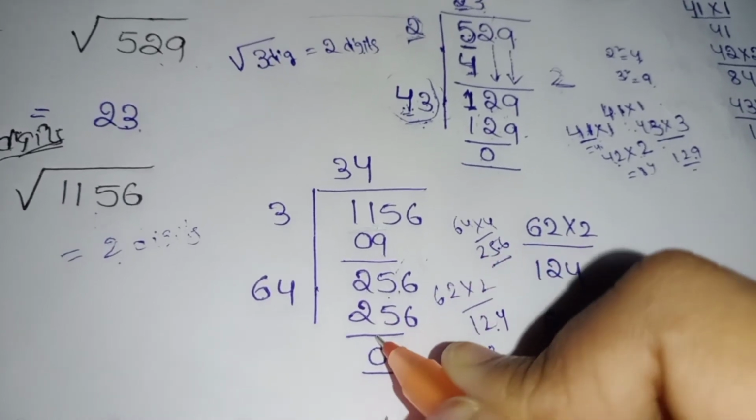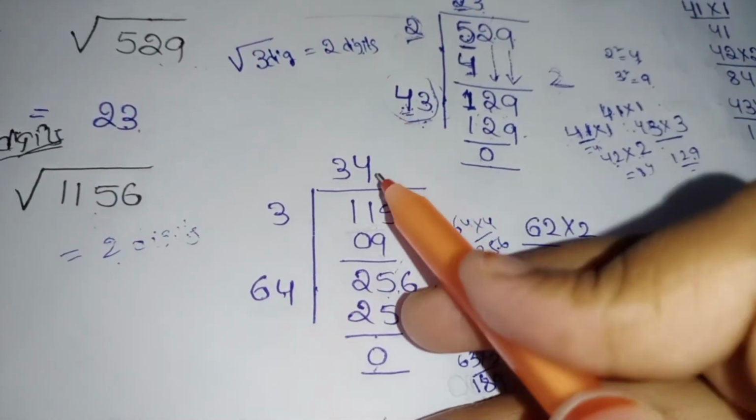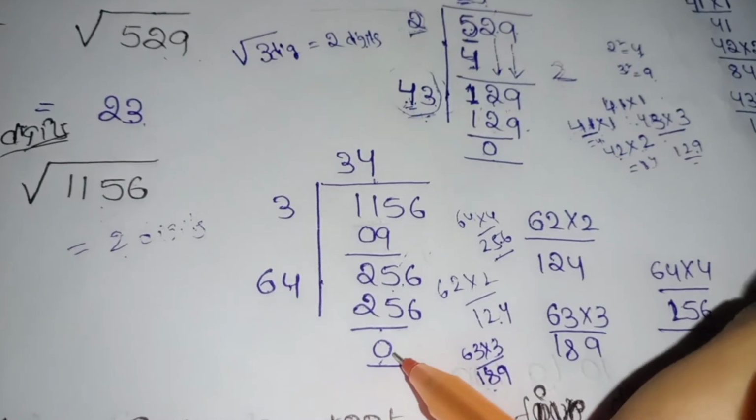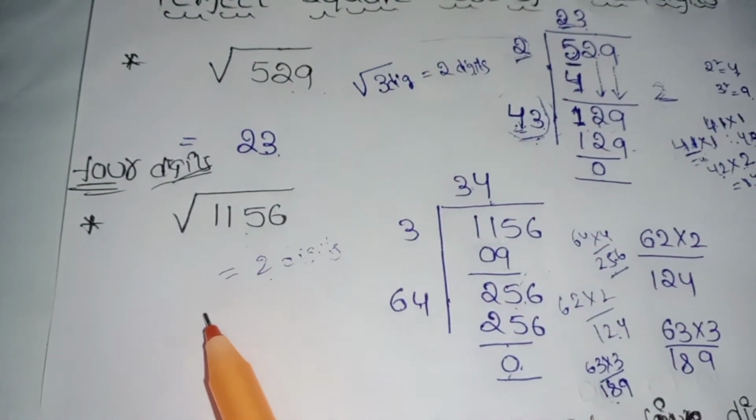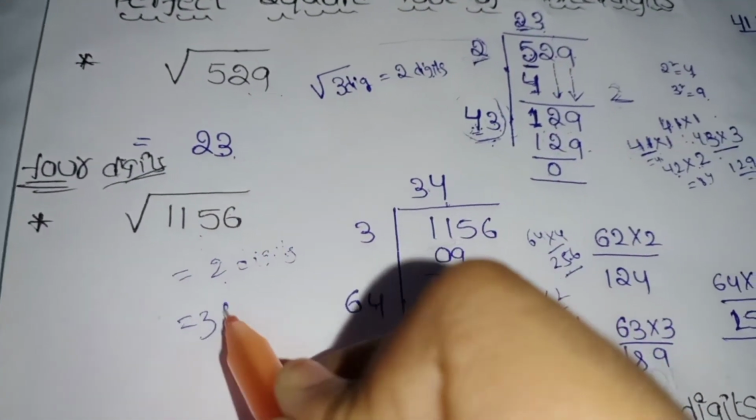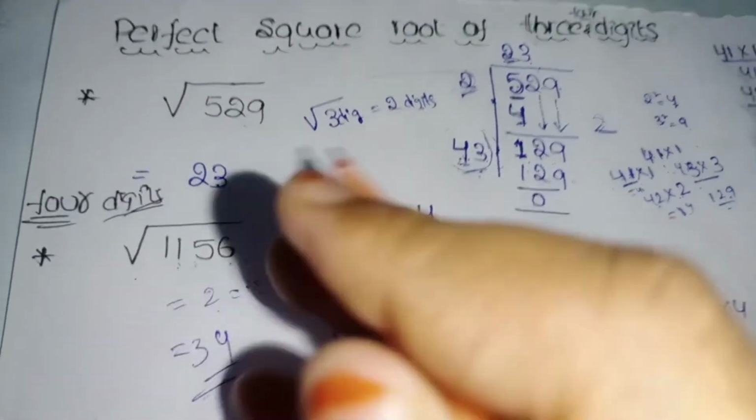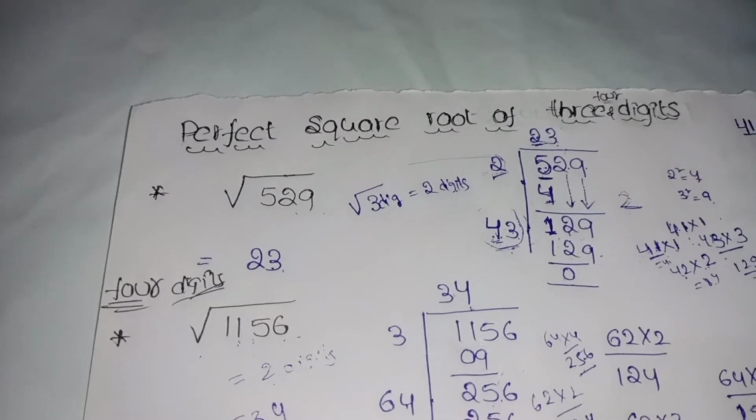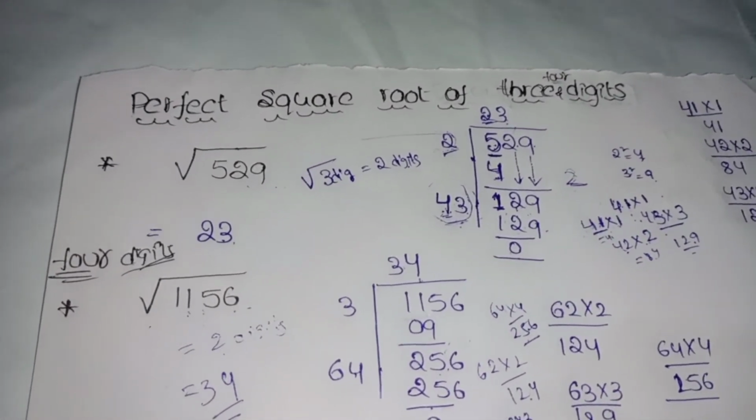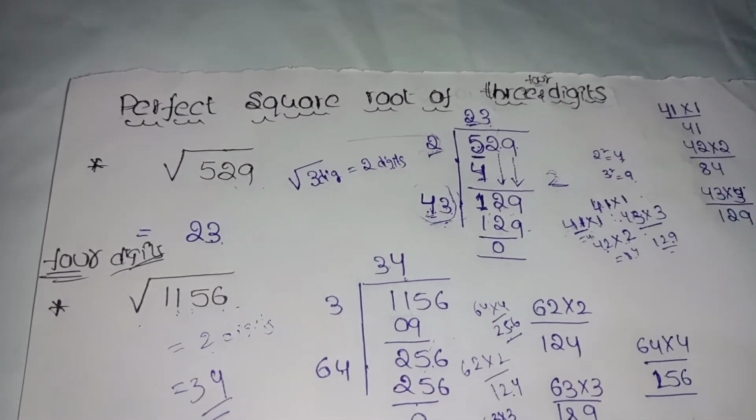256 is near to this number. So, put 4 here and put 4 here. Getting remainder 0. So, 34 is the answer for the square root of 1156. This is the trick to find the perfect square root of 3 and 4 digit numbers.